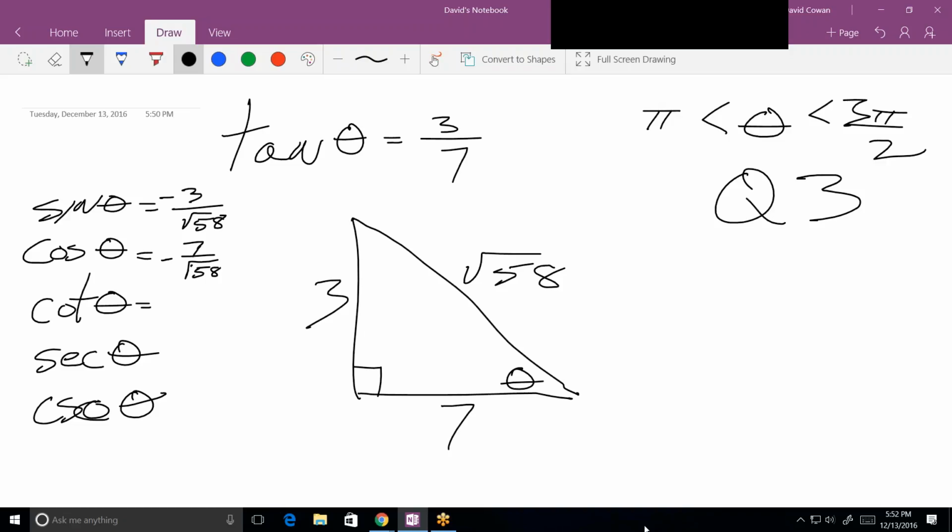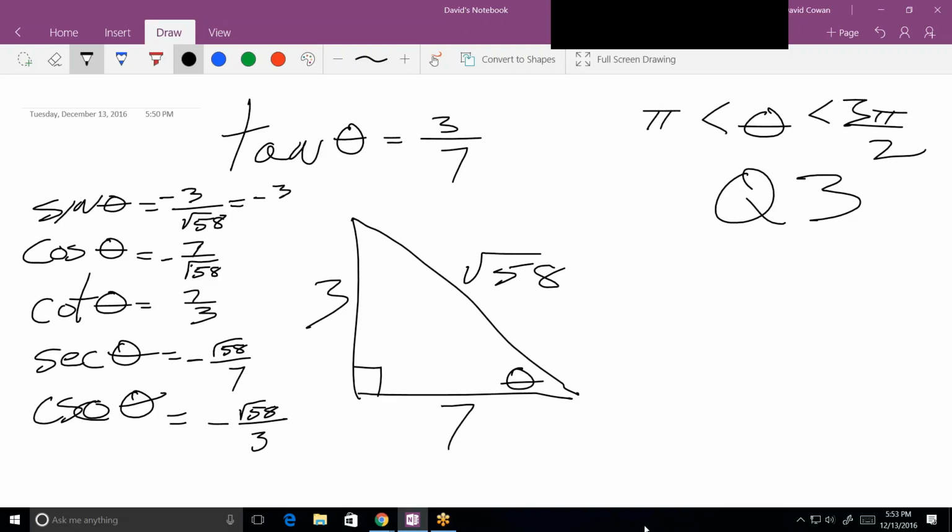Cotangent of theta. Cotangent would be 7 over 3. What's the sign on that? That would be positive. Okay, what's the secant of theta? Now you're going to see why it makes sense not to rationalize those early. The secant of theta would be root 58 over 7. What's the sign on that? Negative. And now cosecant? The cosecant would be root 58 over 3. See how much nicer it is if I don't rationalize it in the first place. Now, if I want to give all 6 of these answers, now I go rationalize.